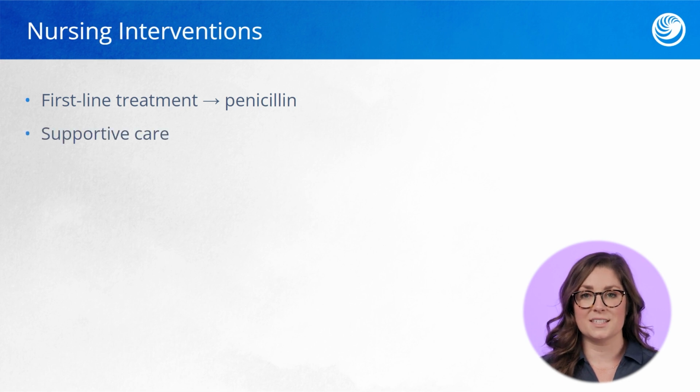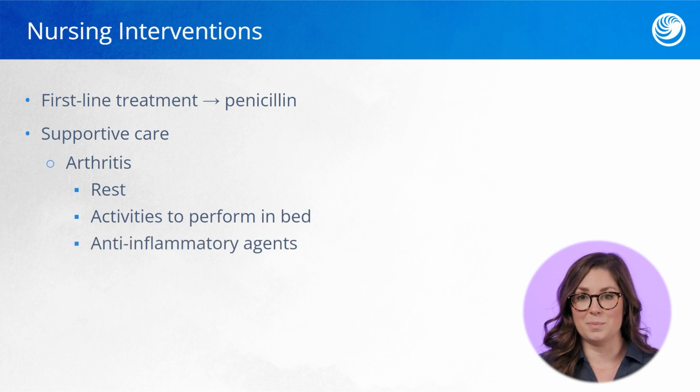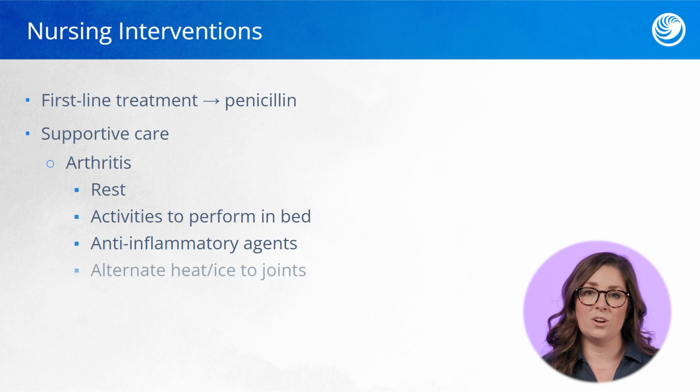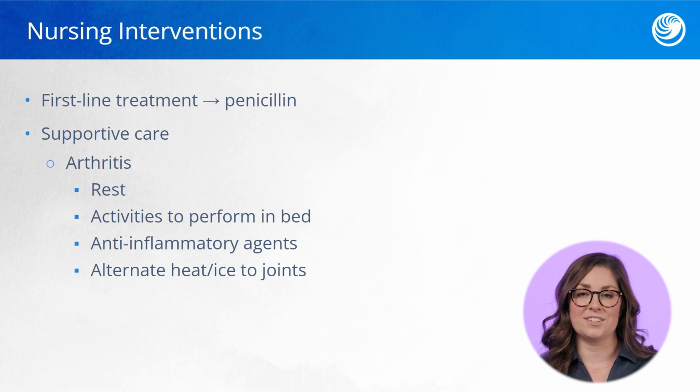So if the client is experiencing arthritis, we need to encourage them to rest or even perform passive range of motion exercises in bed to decrease the impact and even pain. Anti-inflammatory agents can help to decrease that inflammation that's causing this pain, and even alternate heat and ice on the joints. Applying heat can help loosen up the joint and increase mobility, and ice will help decrease the inflammation.